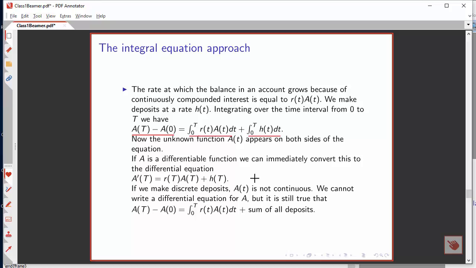If we make the deposits not continuously but at discrete times, then A of t is not a differentiable function, it's not even a continuous function. But the integral equation approach still works. It's still true that the increase in the balance capital A is the increase due to collecting interest plus now the sum rather than the integral of all deposits.